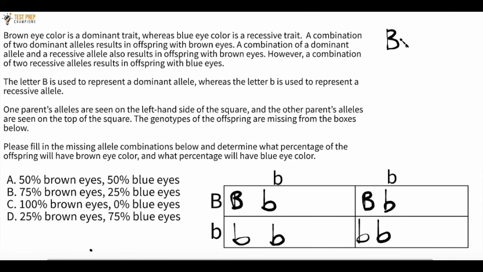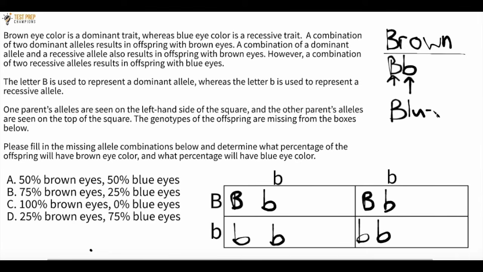So anyway, in this case, the brown eye color is going to be big B, little b, because up here it tells us that a combination of a dominant allele and a recessive allele results in offspring with brown eyes. Here's your dominant allele, here's your recessive allele. They're going to combine for the brown eye color. Now what about the blue?